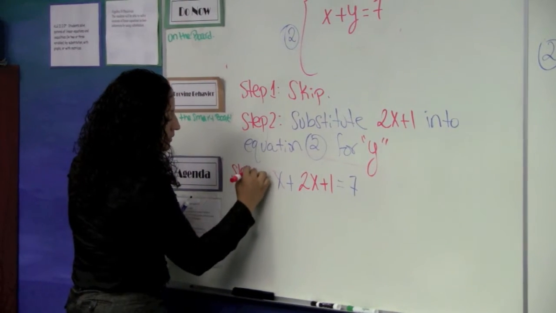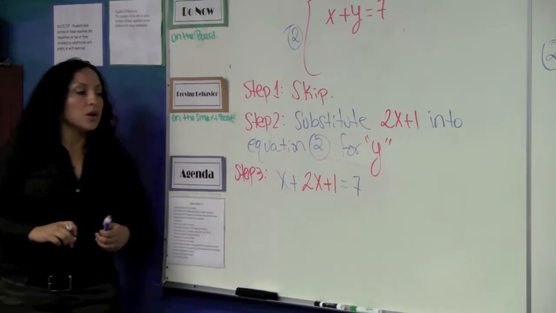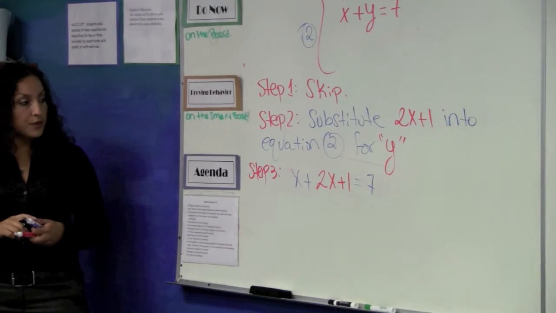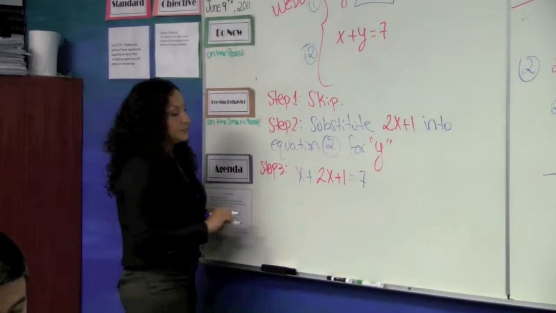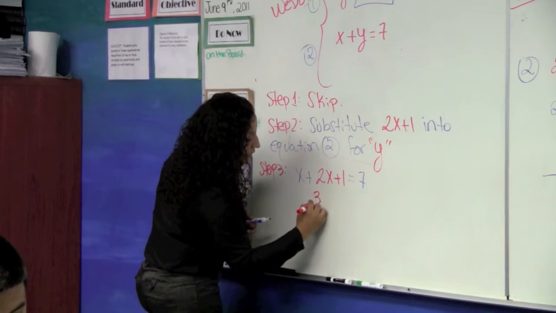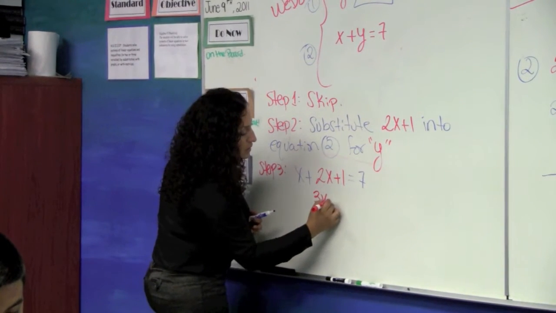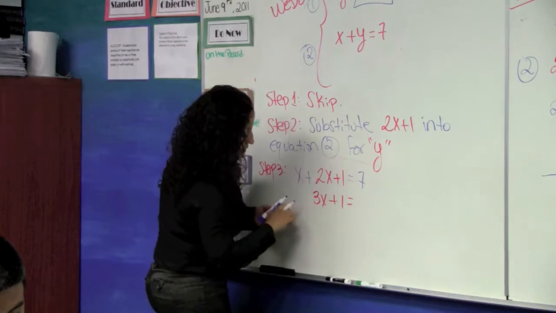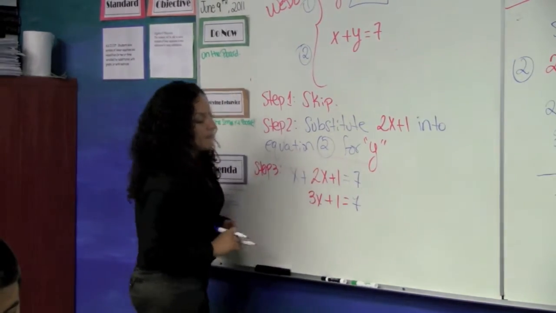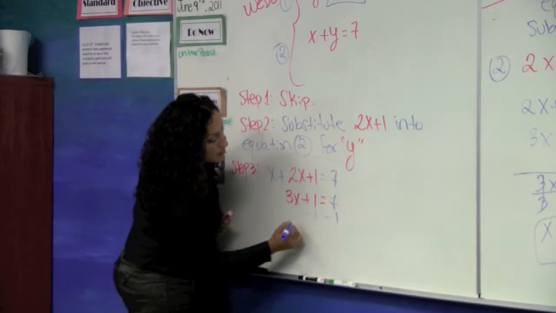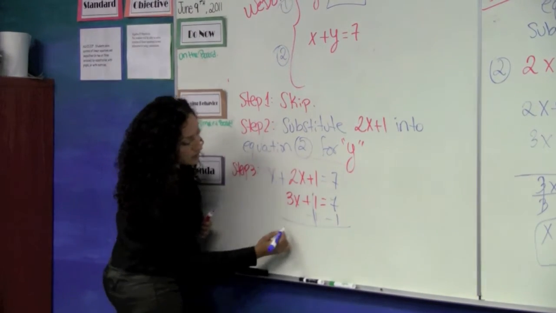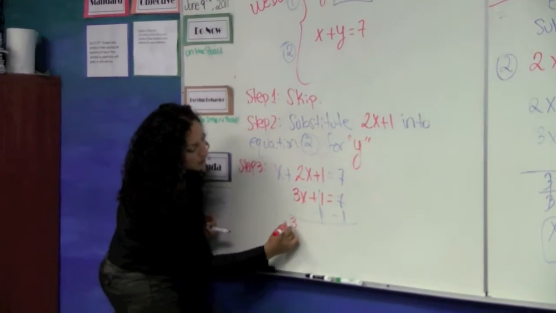Step 3, go ahead and combine like terms. We have 2x plus another x? 3x. 3x plus 1 is equal to 7. And then we need to do what? Subtract 1. Cancel out. This gives you what? 3x equals 6.